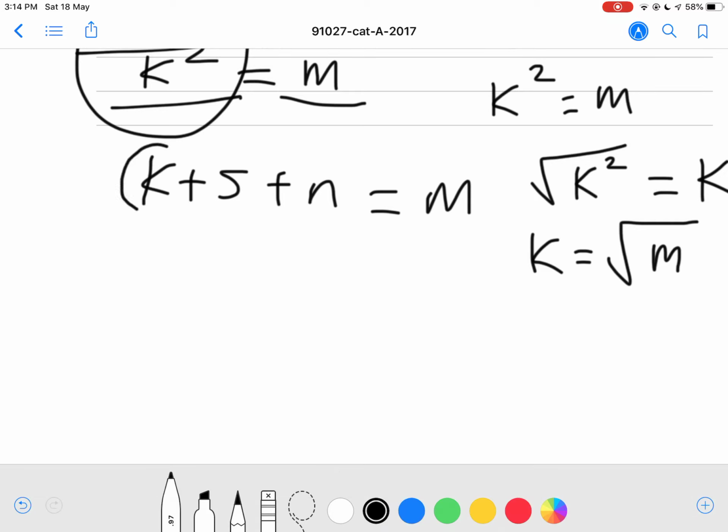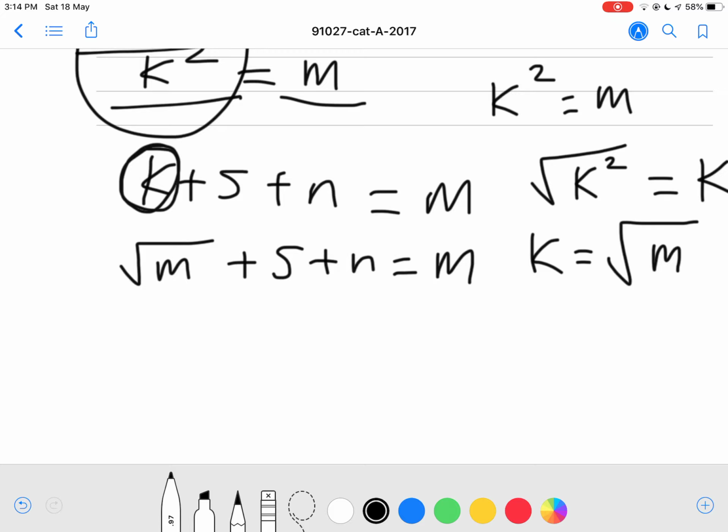So now you know that k equals the square root of m, you can get rid of this k here. We can substitute that for the square root of m. So you can say that square root of m plus 5 plus n is equal to m.